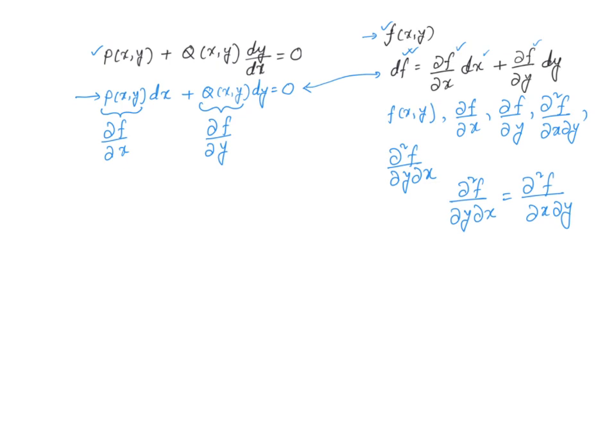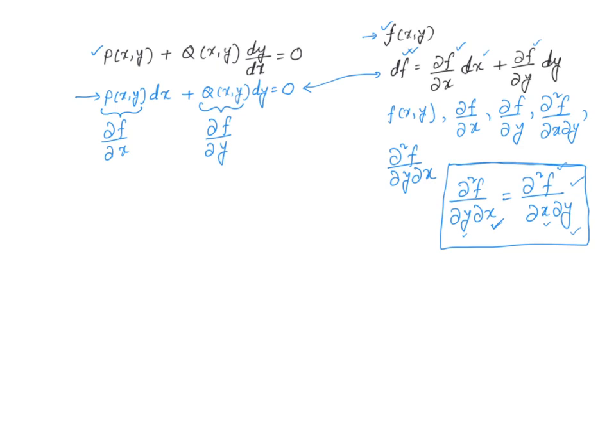Please pay attention here that the order in which you take the derivative changes. Here you take the derivative of f with respect to x first, and then you take the derivative of the result with respect to y. On the other hand, in this one, you take the derivative of f with respect to y first, and then take the derivative of the result with respect to x. So this is a conclusion that's going to be useful for us.